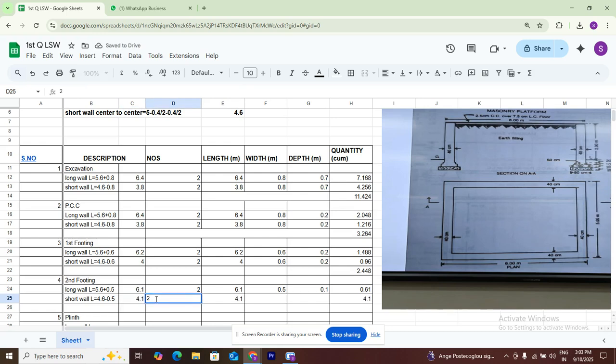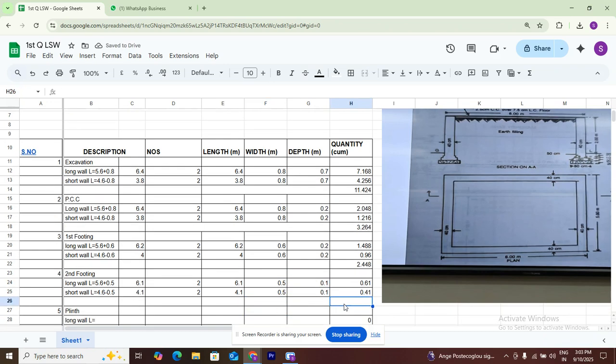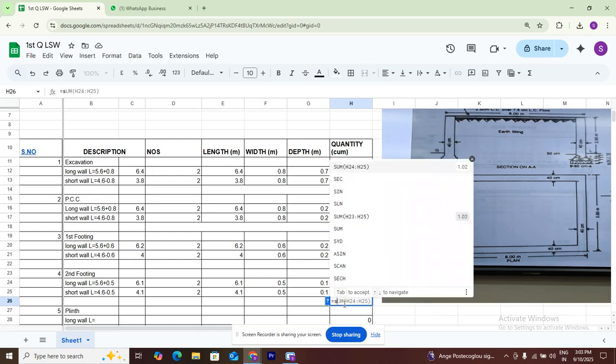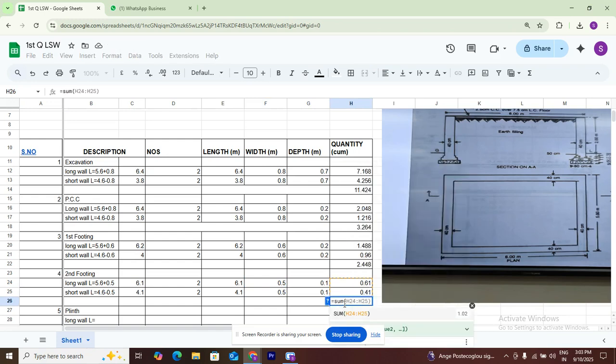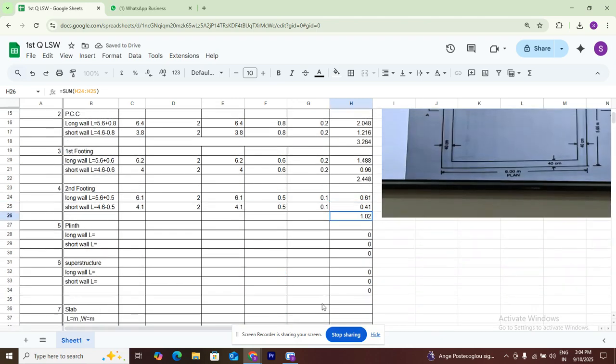Number of short walls was two. Same width and depth of the footing. The first footing will remain the same. Long or short wall, 1.02. Okay, the second footing is 1.02. Now we are calculating length.